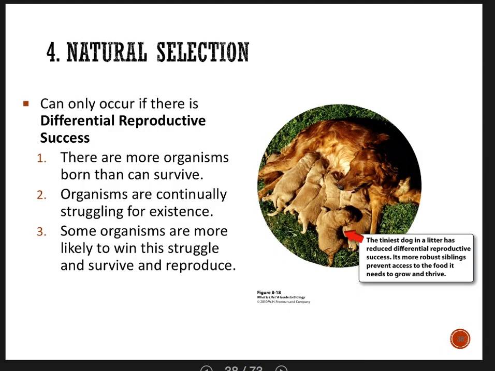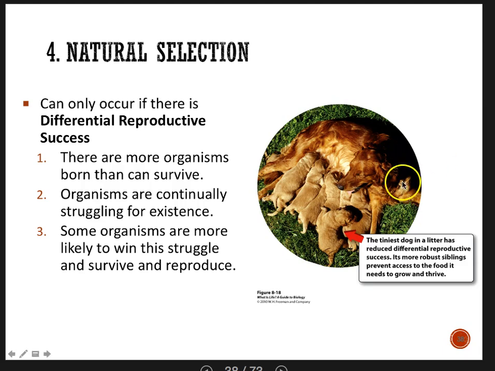All right. Then the last of the 3 things that are really important to understand about natural selection is that you have to have differential reproductive success. What this means is that there's lots of babies born, way more babies born than can survive, and because there's not enough resources available for all of them to survive, only the ones that win the struggle will survive to reproduce.